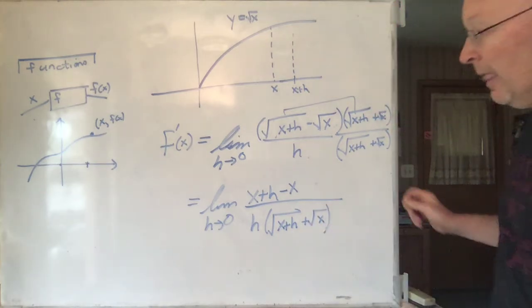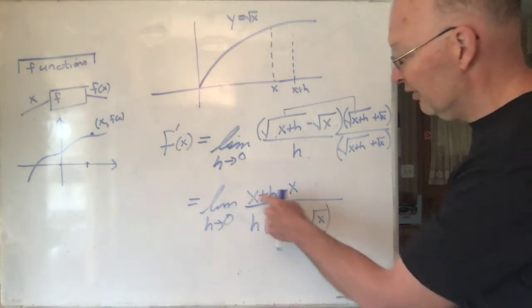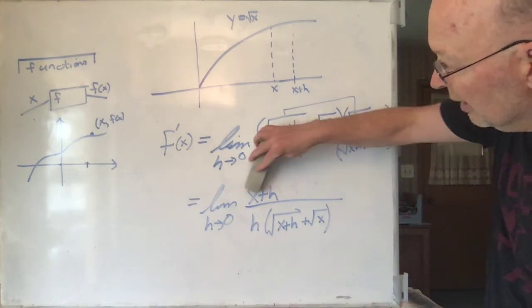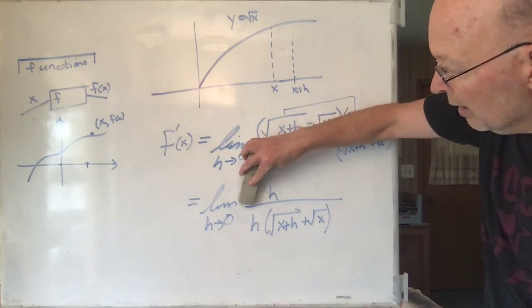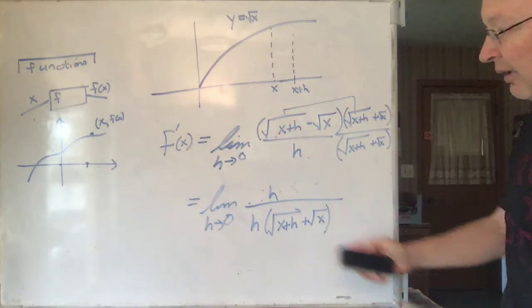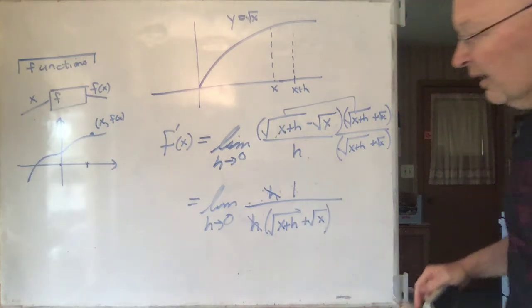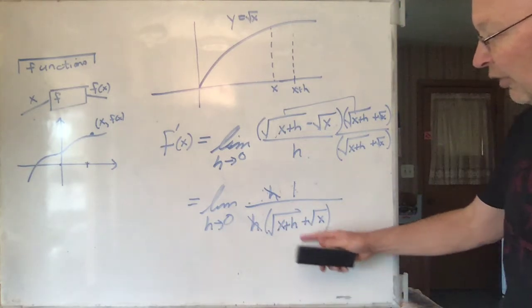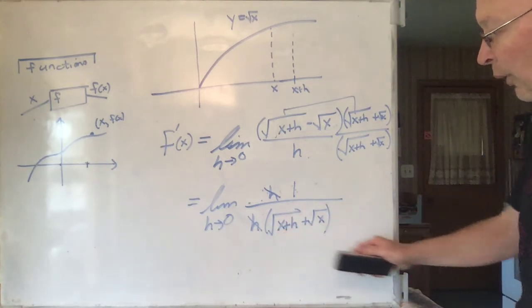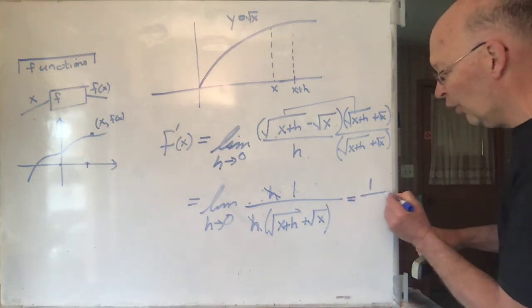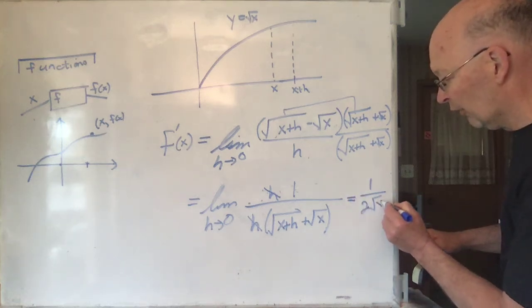Like so. And now your x's cancel out. And once your x's cancel out, now we can divide out this h with this h. Left with a 1 on top, and as h goes to 0, you get square root of x here, square root of x here, which is 1 over 2 times the square root of x.